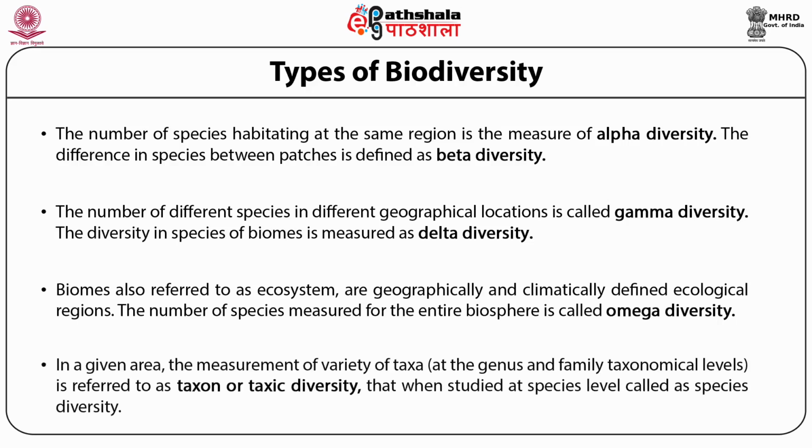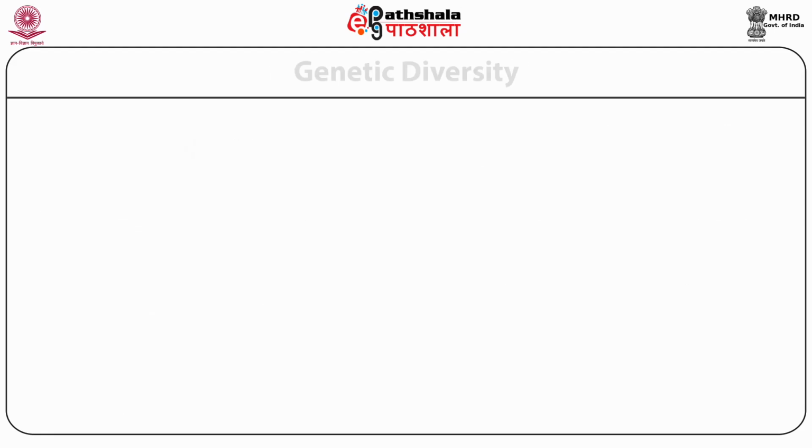In a given area, the measurement of the variety of taxa at the genus and family taxonomic levels is referred to as taxon or taxic diversity, which when studied at the species level is called species diversity.